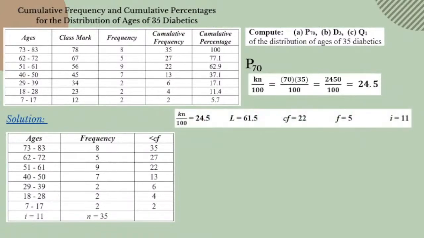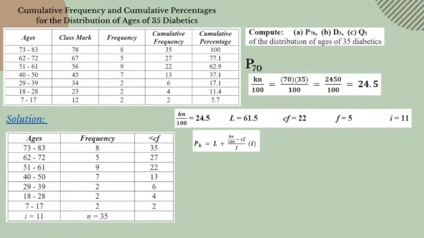Therefore, we have k times n over 100 equals 24.5. The value of our L is 61.5. The CF is 22, F is 5, I is 11. The formula for calculating percentile is P sub k equals L plus (kn over 100 minus CF) all over F times the quantity I.